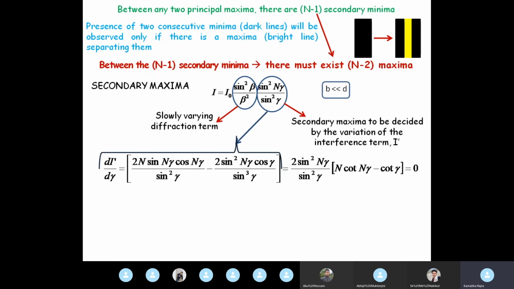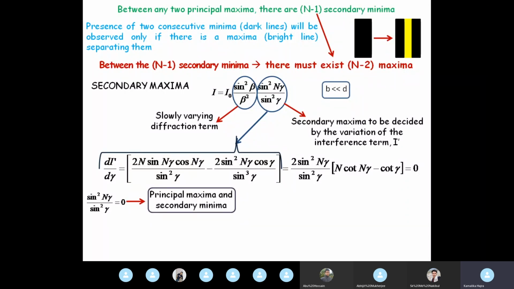All right. Now, if you take the derivative of I prime with respect to gamma, this is what you get: 2 sine square n gamma by sine square gamma into n cot n gamma minus cot gamma equal to 0. Now, we have already dealt with this sine square n gamma by sine square gamma. If gamma equal to m pi, we get the principal maxima, and if gamma equal to p pi, where p is not equal to an integral multiple of capital N, then we get the secondary minima. So we have already discussed this term in detail.